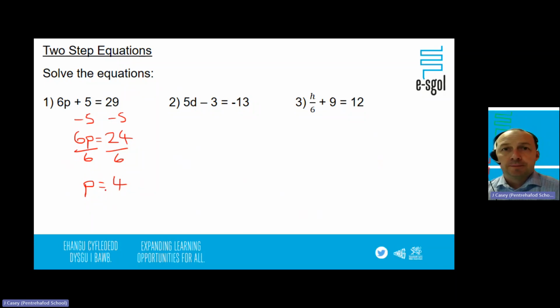That's not always going to be the case. Quite often you're going to get a decimal. You could even possibly have a negative number as your answer. So we got -3 here in this equation. So I got 5d minus 3 equals -13. That's not very nice. We'll deal with that in a second.